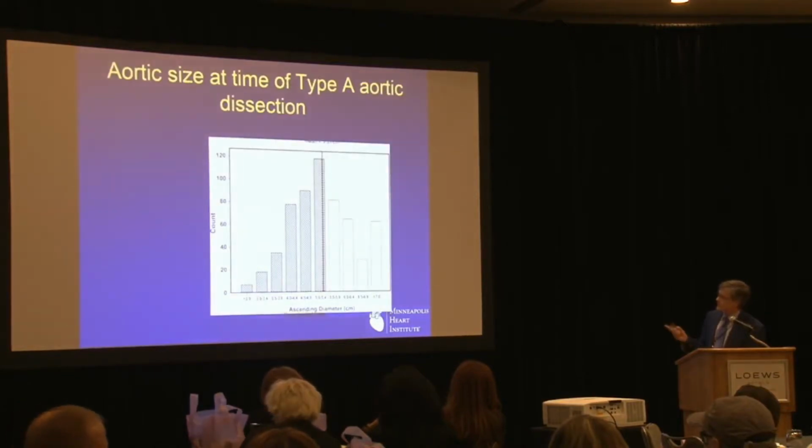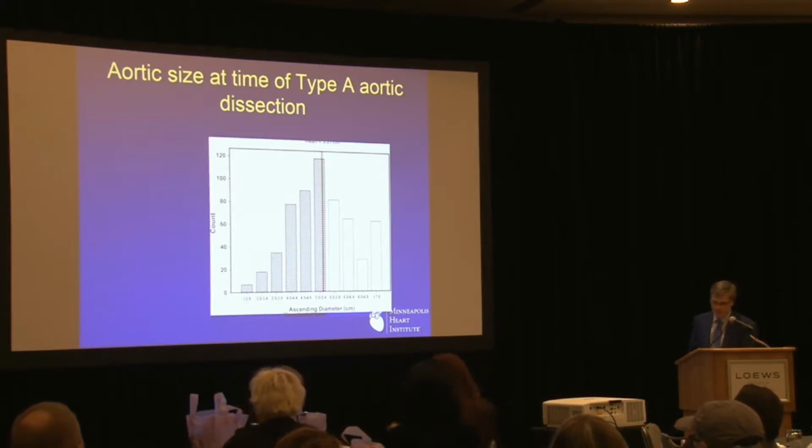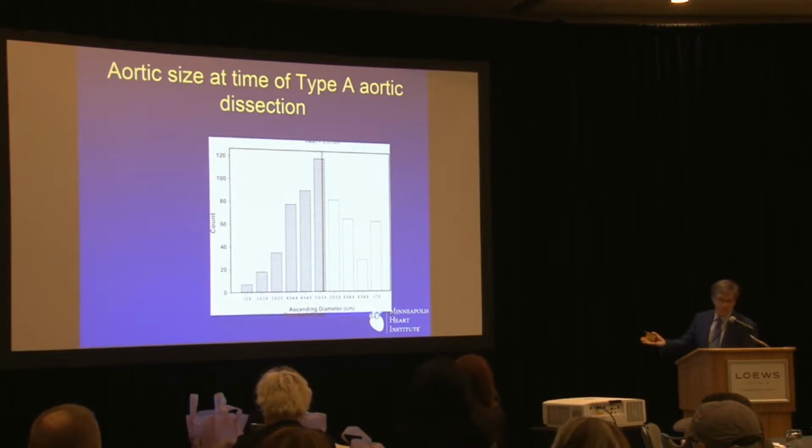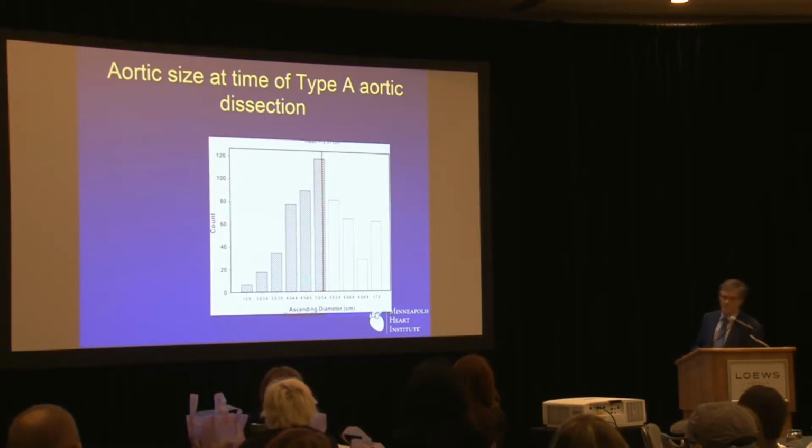So, and this is also important. This is from the IRAD database, looking at the aortic size at the time of a type A dissection. So these were patients, well, they were in IRAD, so we weren't following them until they had their dissection. But if you look at it, most patients that had their dissection had a smaller aortic size than that 5.5 centimeters that is typically used as a surgical threshold.